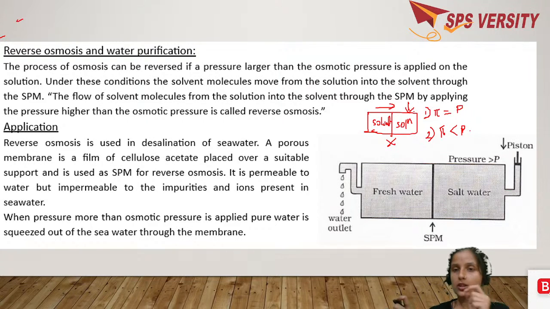Now, when a pressure greater than the osmotic pressure is applied on the solution side, that's the salt water side or the concentrated side, the solvent from the salt water goes towards the fresh water. That's called reverse osmosis, leaving behind the impurities. So the fresh water is continuously taken out and the salt water is continually fed into this chamber. So the salt water gets converted to fresh water by reverse osmosis. This is called desalination of seawater. This is a major application of reverse osmosis.